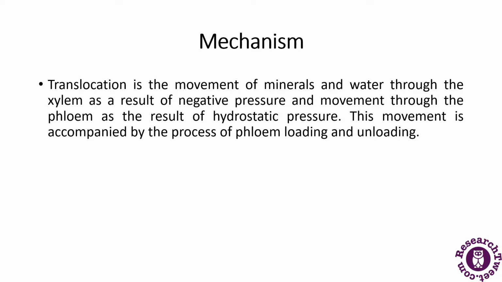So how does this work, and what is the mechanism for this mass flow hypothesis? As we have discussed in the previous slide also, this is a translocation process in which the movement of minerals and water through the xylem creates a negative pressure, and the substances move through the phloem as a result of the hydrostatic pressure. So this movement is accompanied by the process of phloem loading and unloading.